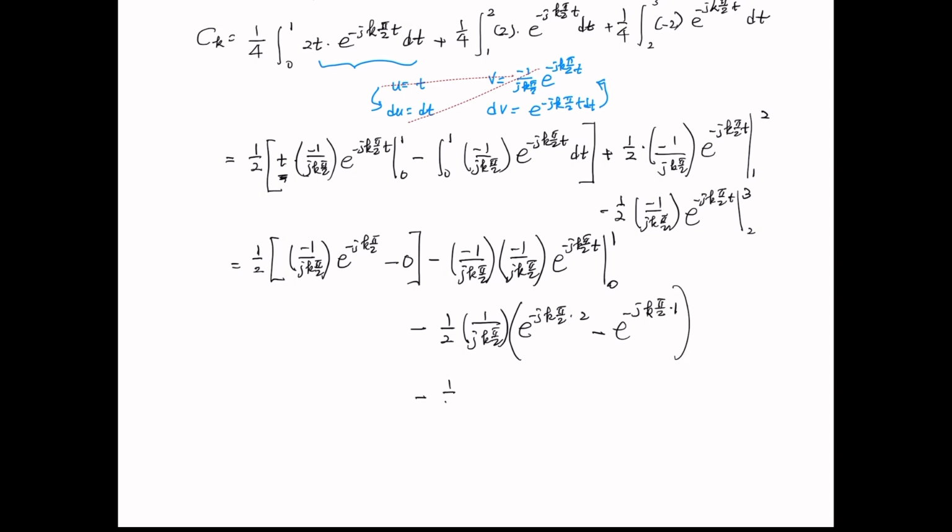and minus 1 over 2, actually, so plus and minus minus plus, we have 1 over jk pi over 2, and then when you plug 3 in, e to the negative jk pi over 2 times 3 minus e to the negative jk pi over 2 times 2.